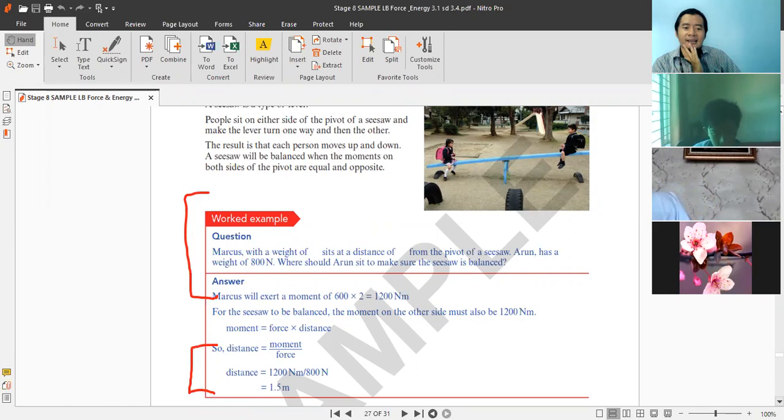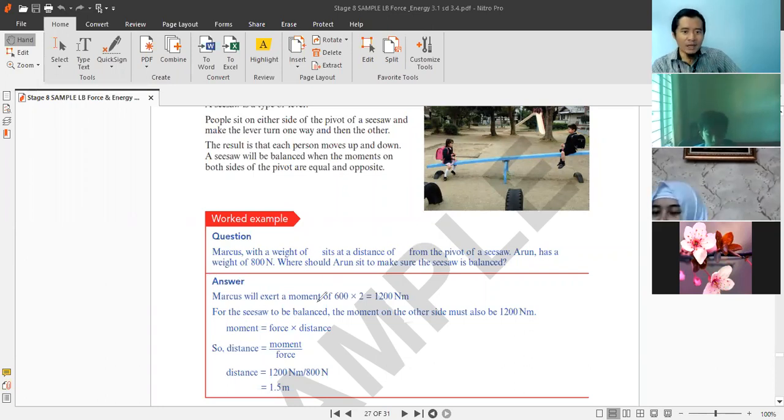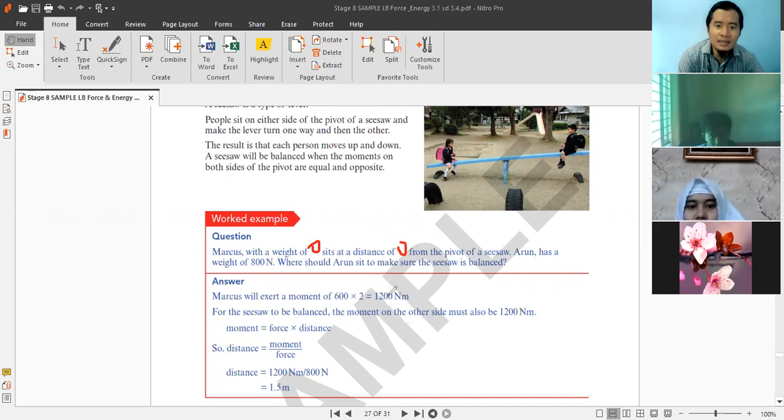Nah, ini di sini belum ada informasi tentang Markus. Actually, there is no information completely about Markus, but it's okay. Ya, kita langsung saja. Markus will exert a moment of 600 multiply to, or about 1,200 Newton meters. Jadi maksudnya ini langsung ya, ini belum ada ya. Ini kita isi 600 dan 2 sehingga kita anggap saja untuk Markus 1200.